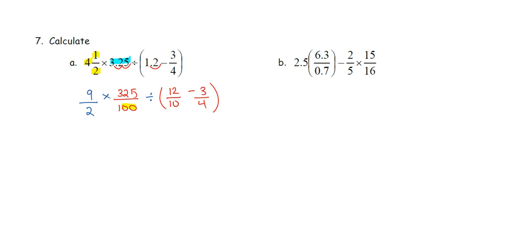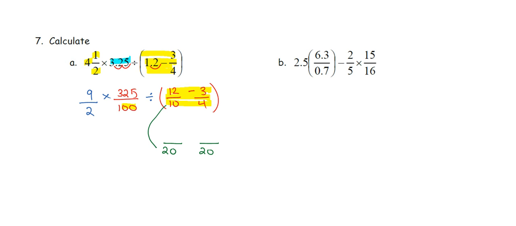Okay, so let's take a look here. BEDMAS tells us that we need to do the brackets first, so we need to take care of this expression first before we do the other operations. So 12 divided by 10 minus 3/4. We need to have a common denominator. I believe the least common multiple between 10 and 4 should be 20.